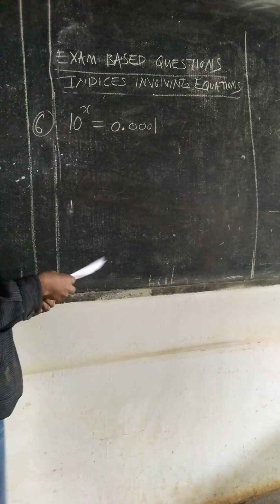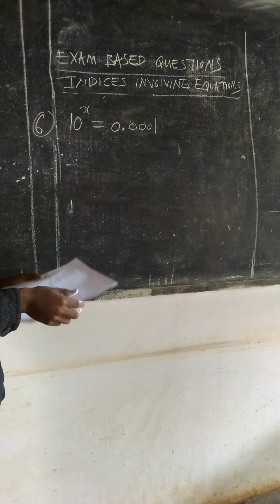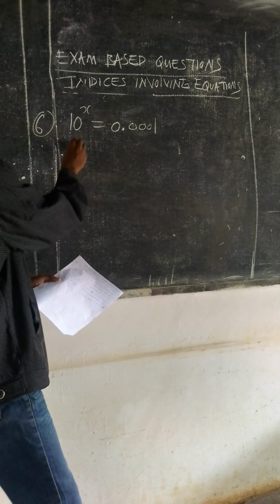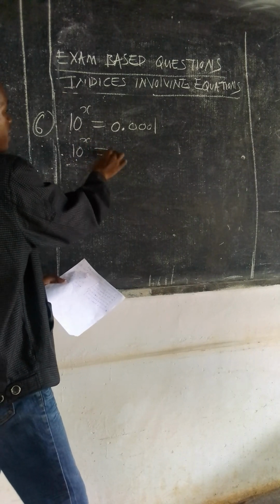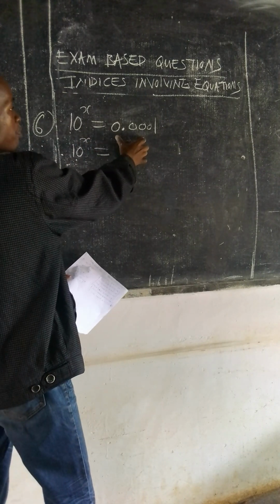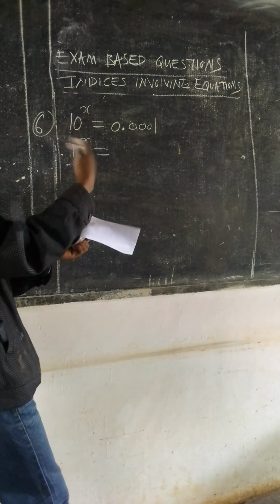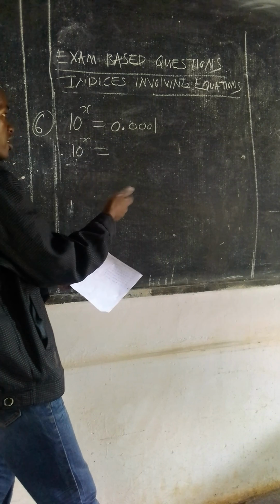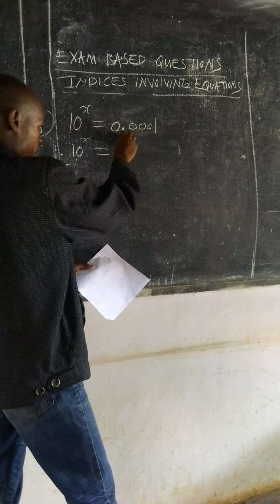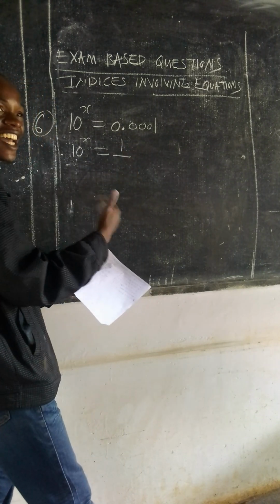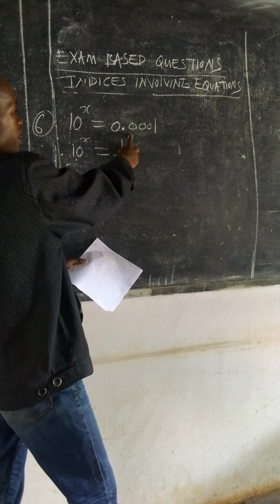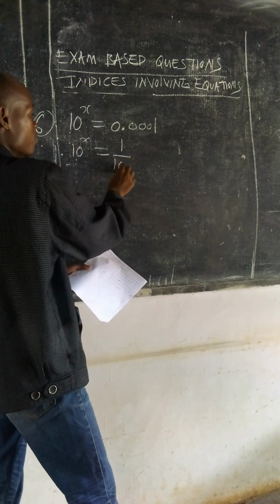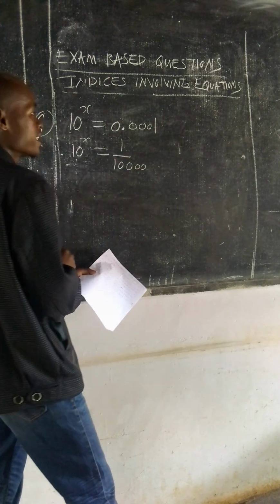Okay, so question number 6, we have 10 to the power x equals to 0.0001. So 10 to the power x will be maintained the way it is. Now, this one, before it was like this, it was divided with some number for them to get 0.0001. So the secret is this, we have 1, so you write 1 over the number of decimal places. How many are there? 1, 2, 3, 4. If therefore you maintain this one and put 4 zeros, it becomes 10,000.